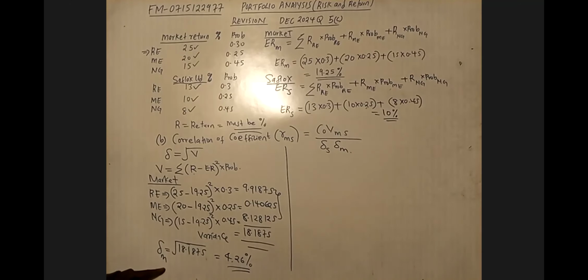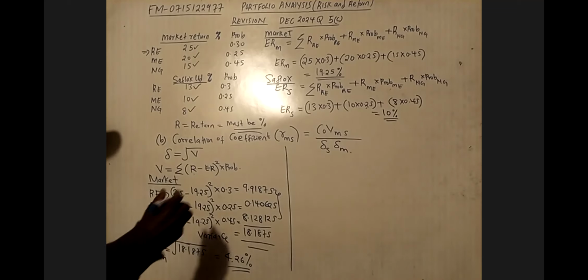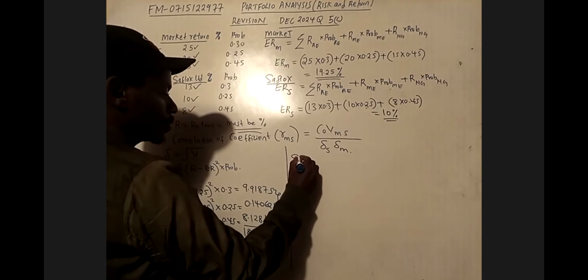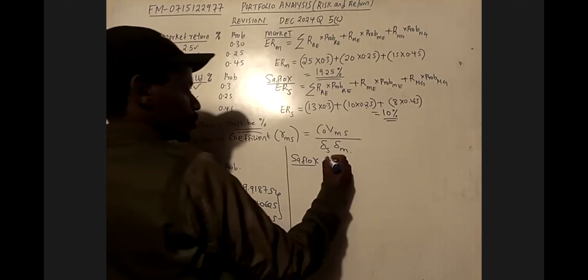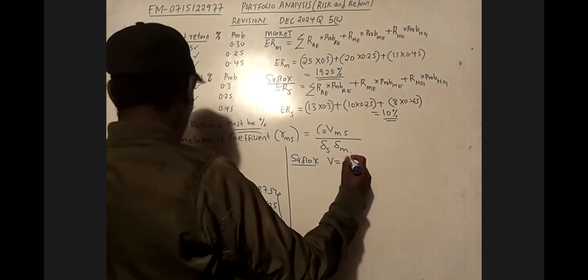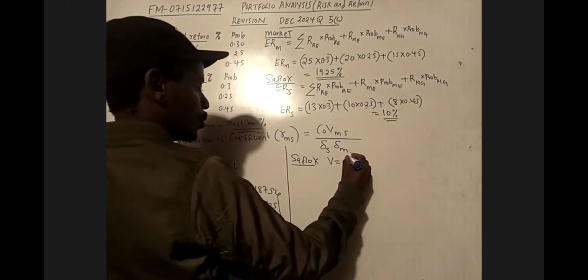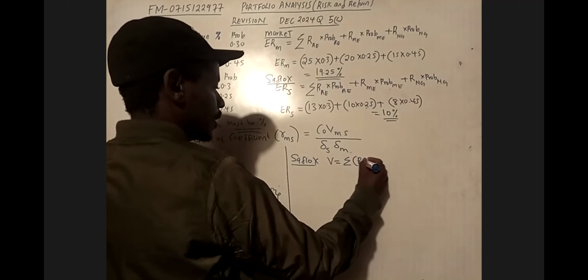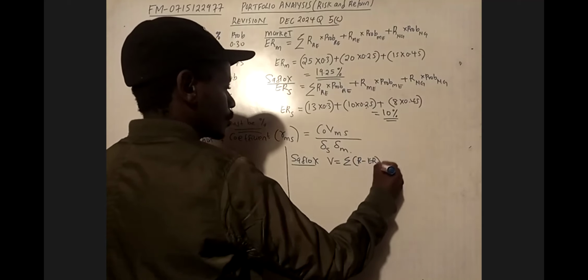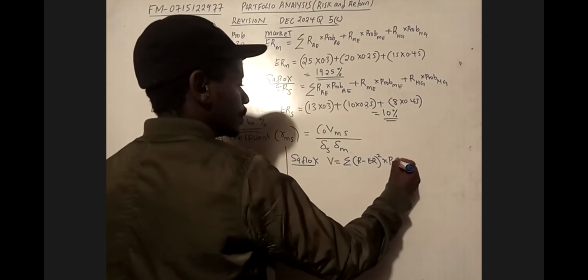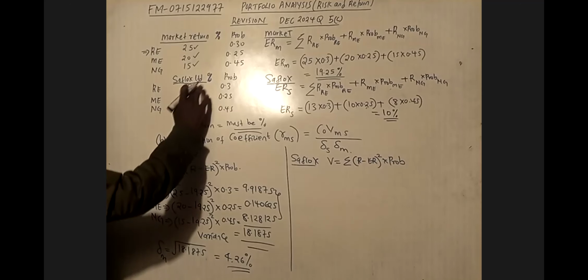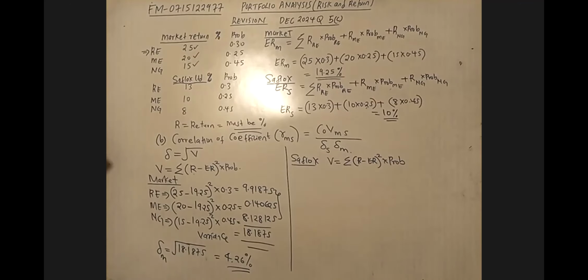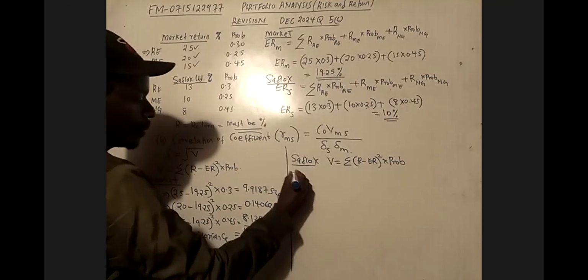Now we need to find it for surplus, using the same formula. You compute the variance first. Variance is the summation of return minus expected return, squared, times probability. So start with the first one, the rapid expansion.